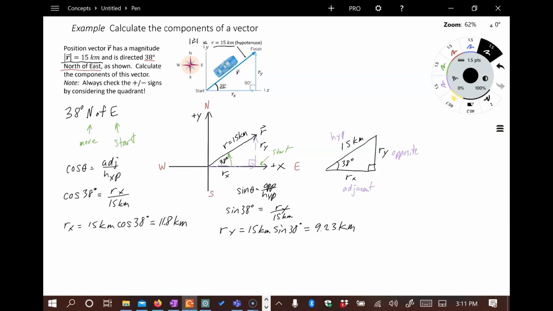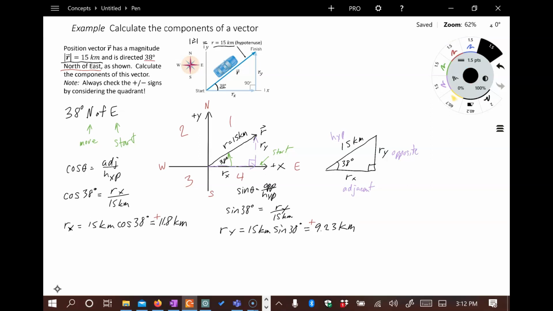We need to figure out the signs of the components. The components depend on which quadrant you're in. So let's recall that this is the first quadrant, the second quadrant, the third quadrant, and the fourth quadrant. The components here in the first quadrant are both positive, so I need to put those in by hand, positive signs. And now we've solved for the x and y components of r.